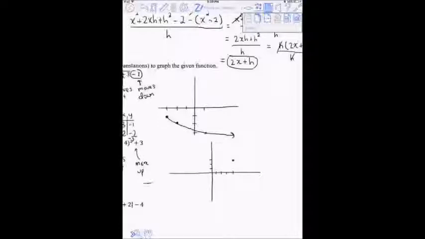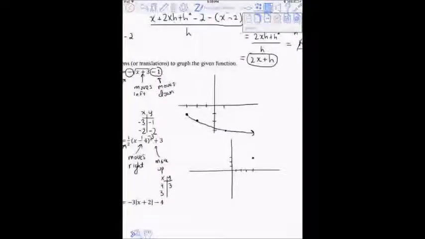If I choose some points close to the vertex, an x value of 3 for example, then if I plug a 3 in for that x, 3 minus 4 is -1, but -1 squared is 1. And then 1 times 1/2 is 1/2. And 1/2 plus 3 is 3.5. So 3, 3.5.